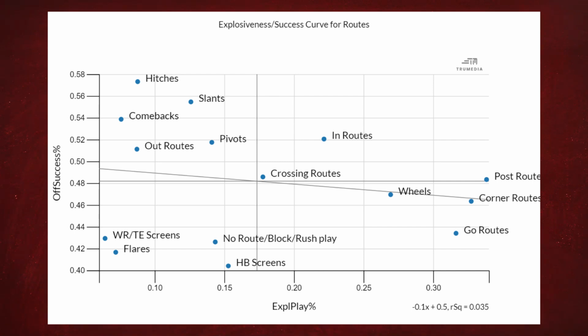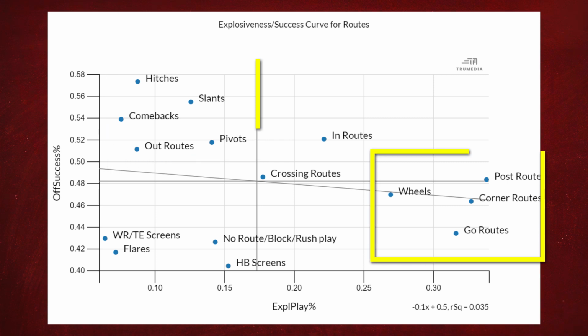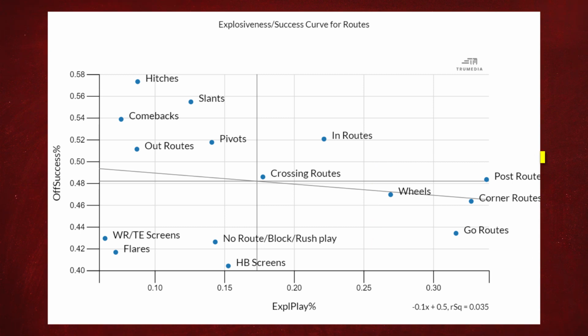So I made a chart that looks at how different targeted routes create these different effects. I call this the efficiency-explosiveness curve. To the top left, you see routes that on average lead to good success rates, but don't often create explosives. And down to the right, you see highly explosive routes that have lower completion percentages. While a lot of this seems a bit self-explanatory, there are some interesting things here.